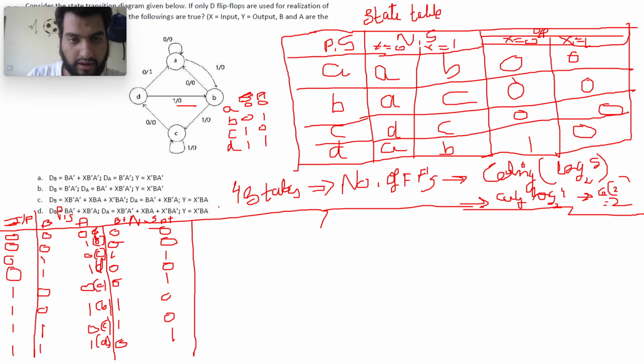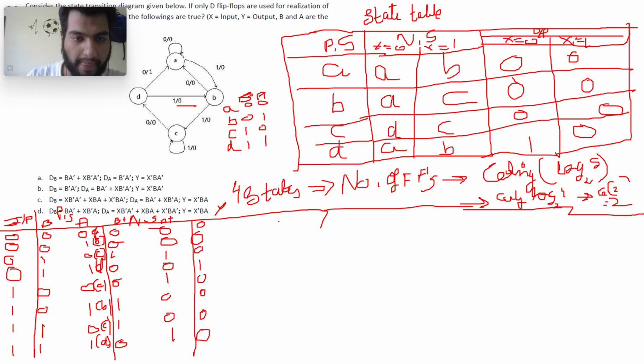Then here we will have outputs, that is Y, and this is 1 only when I am at D and my input is 0. For other cases it's 0, so 0, 0, 0, and then 0, 0, 0, 0, right?